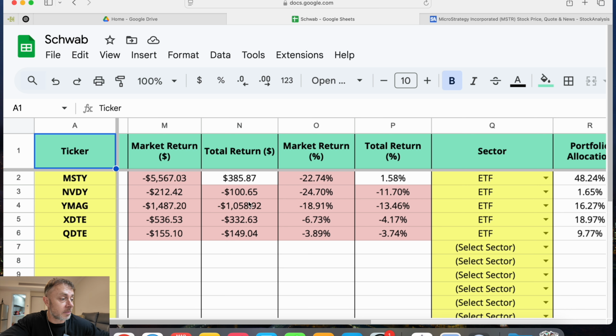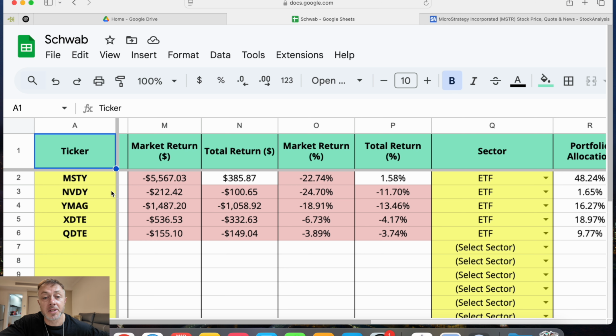So what am I planning on doing? I'm planning to keep XDTE and add more and more and more to it. Keep QDTE and add more to it. YMAG, I'm undecided about that one, to be honest with you. I'm really not sure. I might cut it, but I'm not going to cut it till it gets positive. NVIDIA, I definitely do want to cut it, and I probably will cut it, but I'm waiting for a positive total return before I cut.